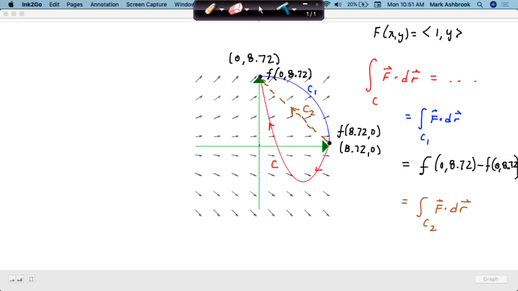Well, yeah. I just want to make sure, when you did the final minus the initial, is it f of (0, 8.72) minus f of (8.72, 0)? So what's the final, where's my final point here? Oh yeah, right. I just rewrote the same thing twice. Thank you.